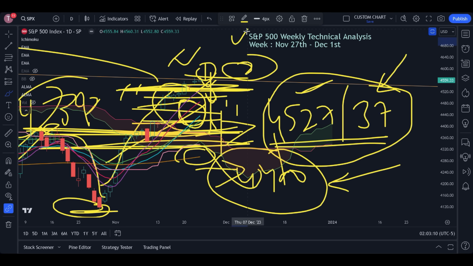So guys, this was my S&P 500 weekly technical analysis for the next week, that is the week of November 27th, from November 27th, which is Monday, to December 1st, that will be Friday.